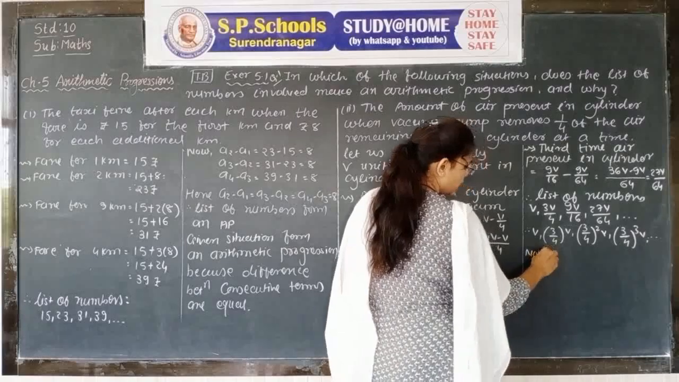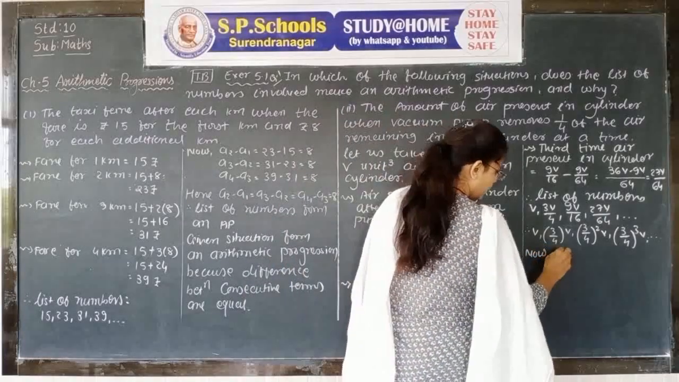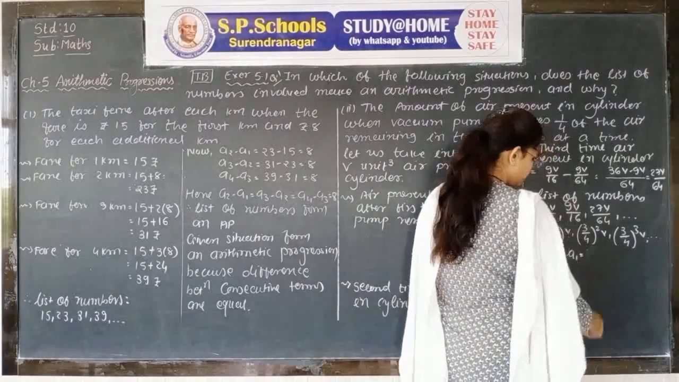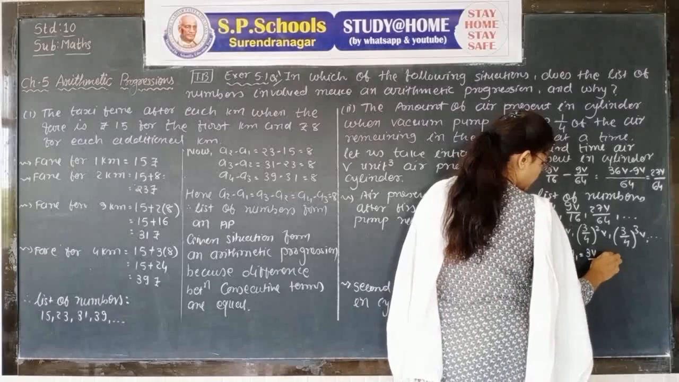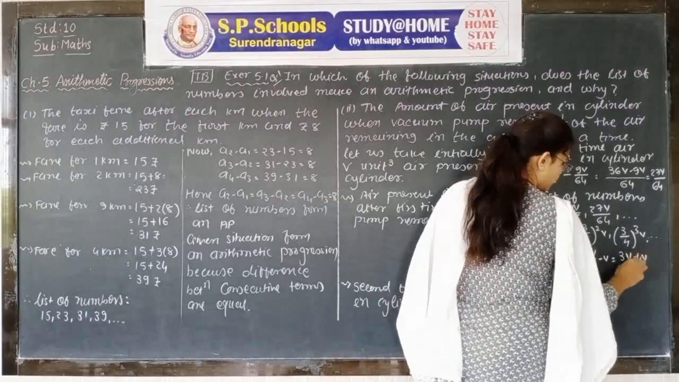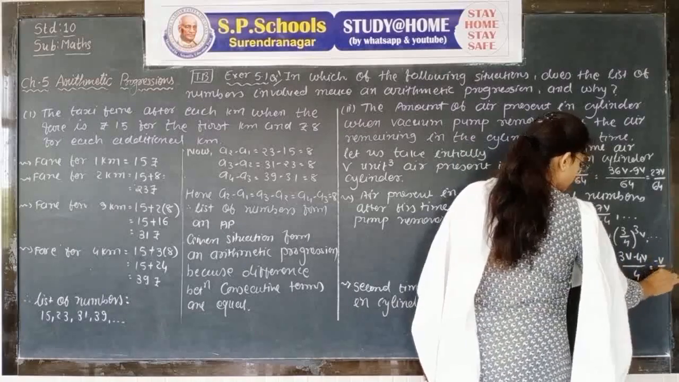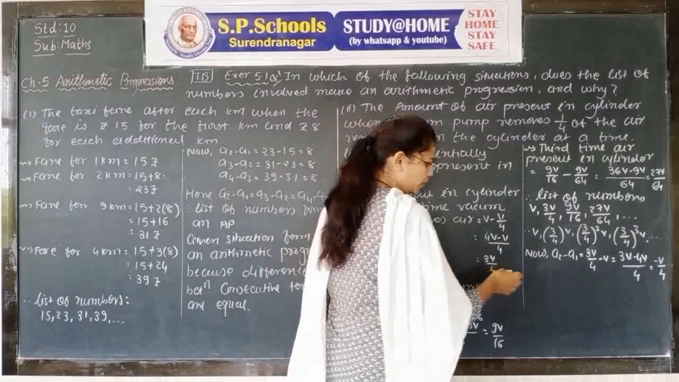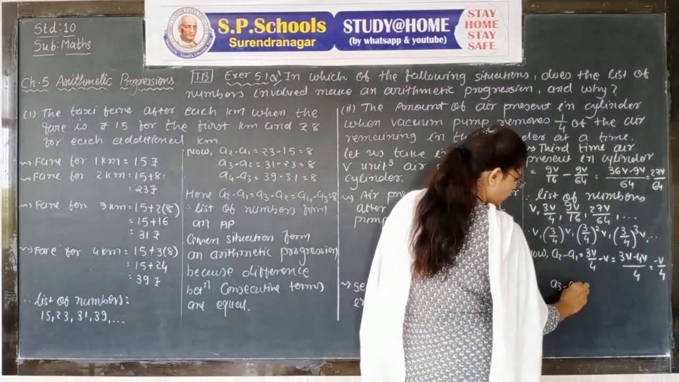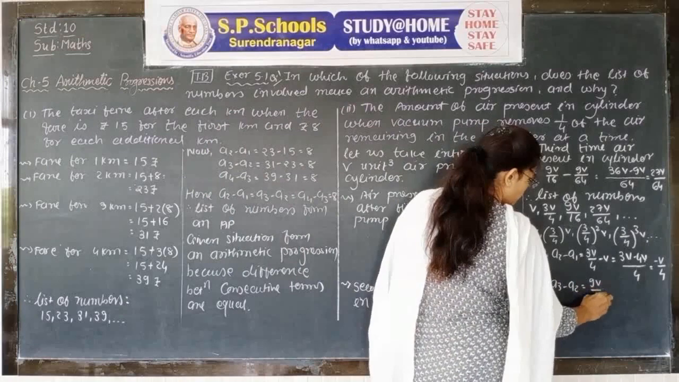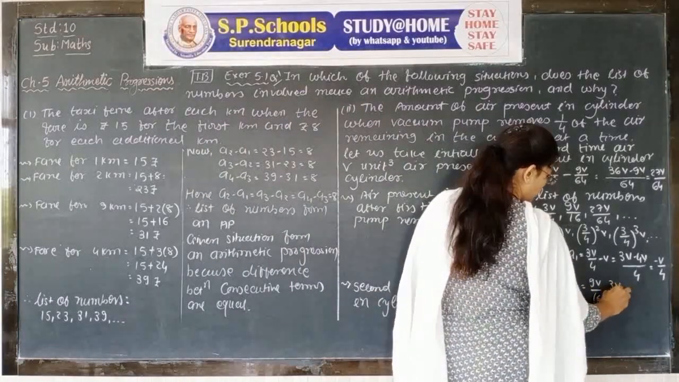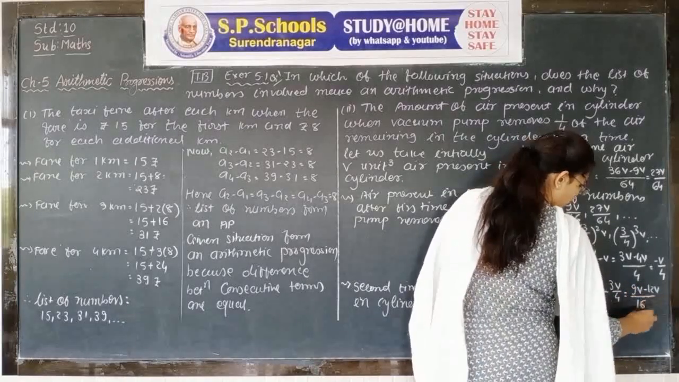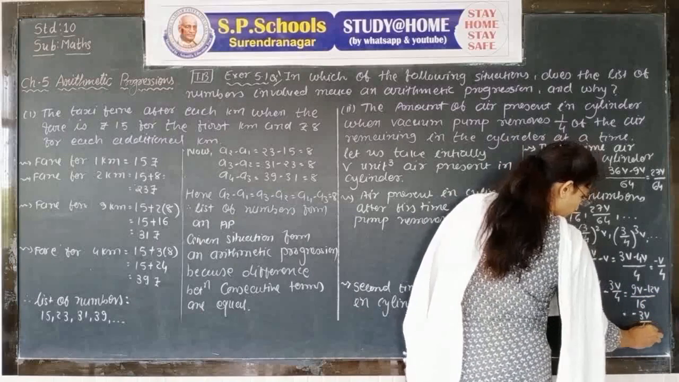Now, to check if it forms an AP or not, subtract second term minus first term. 3V upon 4 minus V, 3V minus 4V upon 4, which is minus V upon 4. Now A3 minus A2: A3 is equal to 9V upon 16 minus A2, which is 3V upon 4. 16 is our LCM, 9V minus 12V. The answer is minus 3V upon 16.